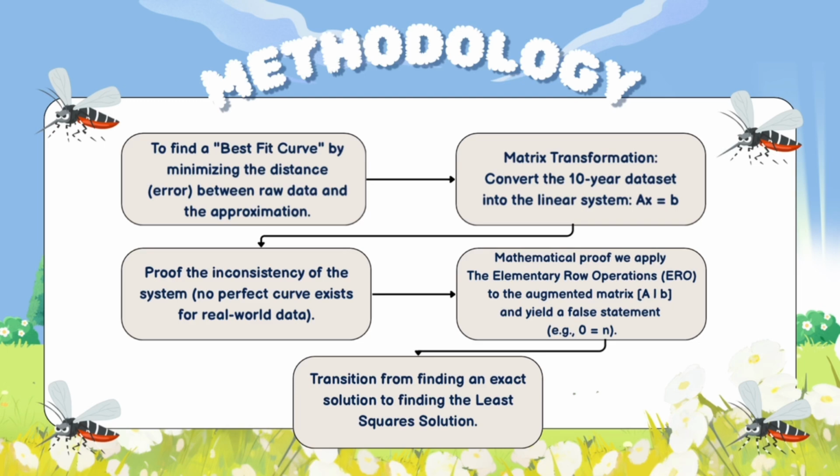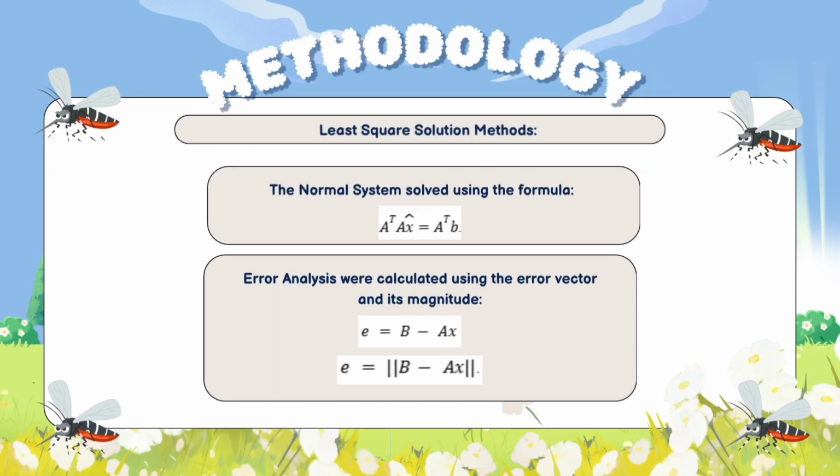In the real world, a perfect mathematical curve that passes through every single chaotic data point simply does not exist. So, our story took another step. We stopped hunting for an exact solution and instead looked for the best possible approximation. We shifted to the normal system. By projecting our data into the system, we minimized our error vector magnitude to compare between three distinct mathematical models.